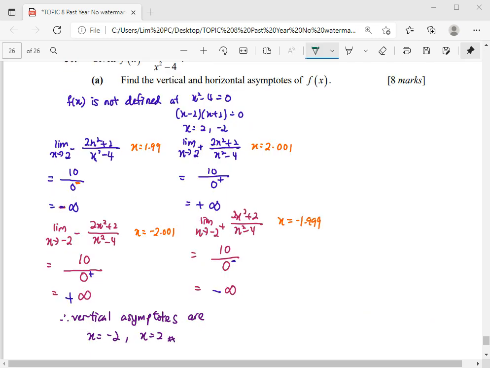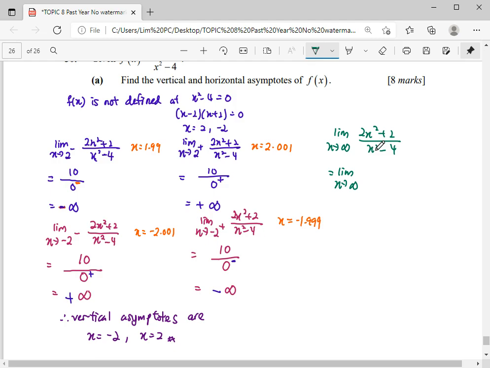Okay, so we continue with the horizontal asymptote. For the horizontal asymptote, we find it using the limit as x approaches infinity for our function. The result that we get will be our horizontal asymptote. So we try to substitute our x. Our first attempt is always to substitute the x here. So infinity over infinity, we get an indeterminate form. In order to simplify the indeterminate form, we are going to divide by the highest power.